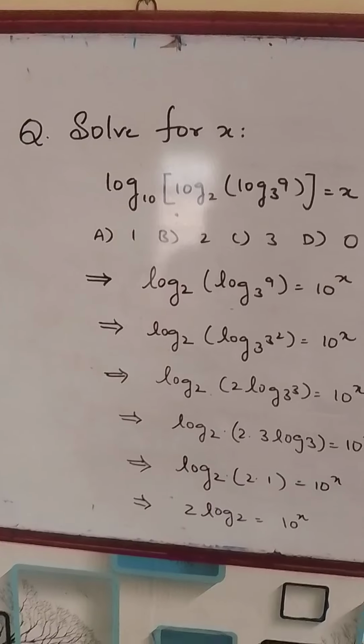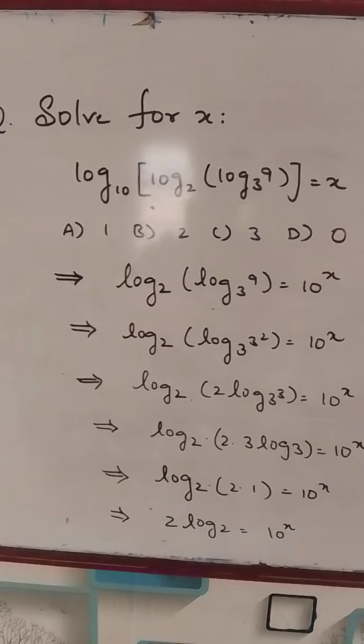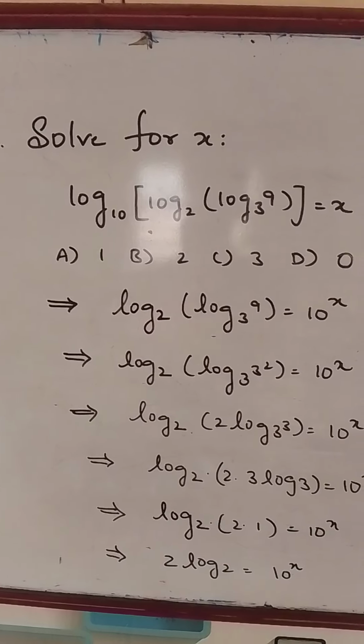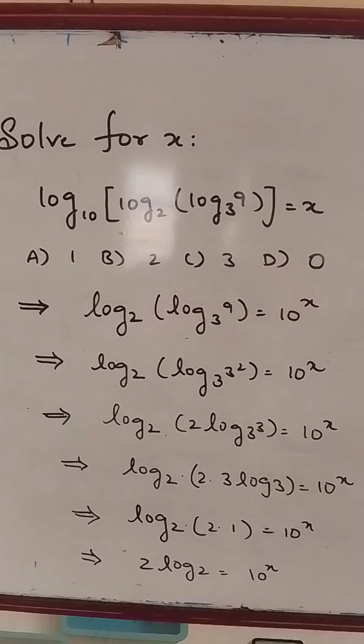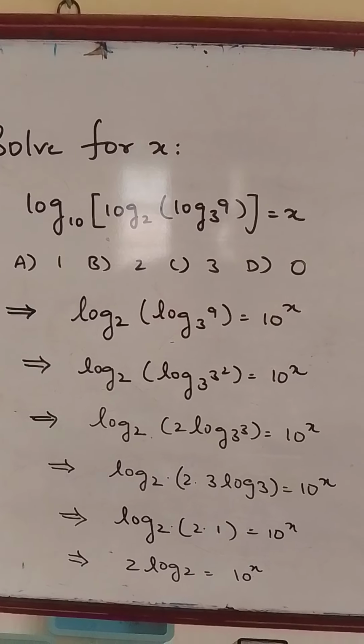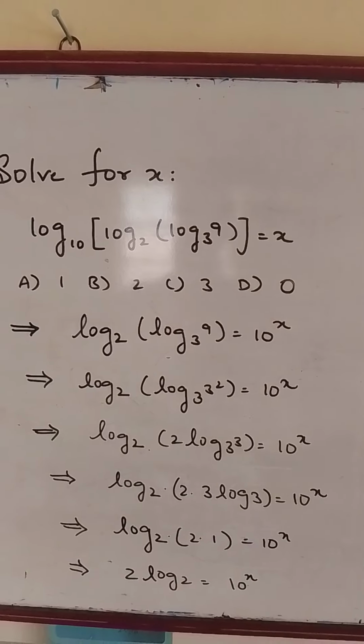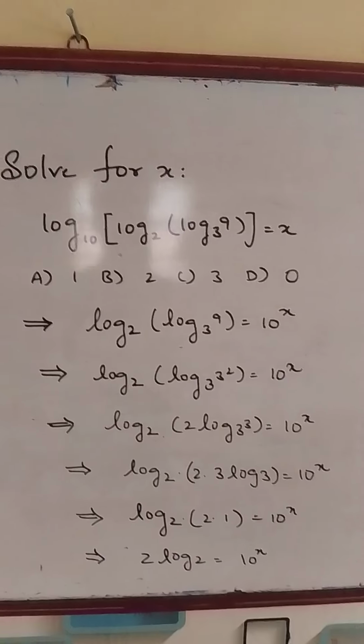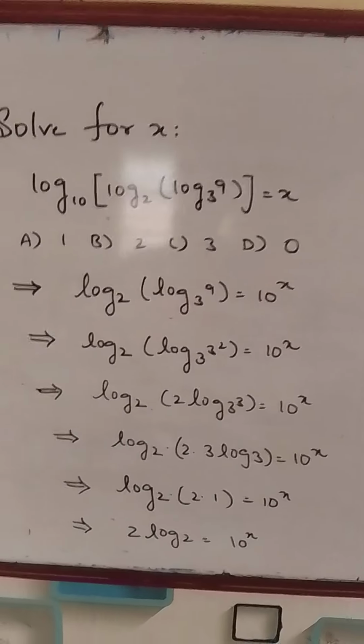Today we are going to continue with aptitude questions. Solve for x: log 10 of log base 2 of log base 3 to the power 9 equals x. Options are 1, 2, 3, 0. We need to find the value of x.